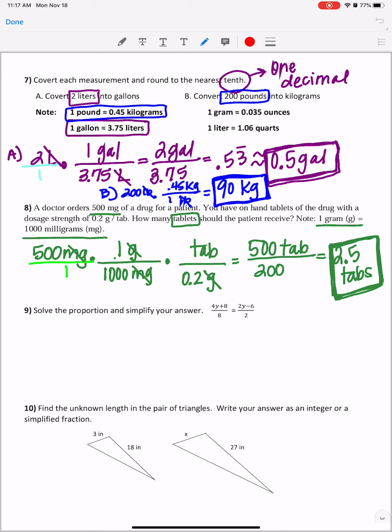Number 9, we need to solve the proportion and simplify. So, cross multiply. It doesn't matter which way you cross multiply first. I'm going to go this way. Remember, when you have a number times two things, that's like the distributive property. So that is 8 times (2y minus 6) equals, cross multiply the other way, we get the same thing, 2 times (4y plus 8).